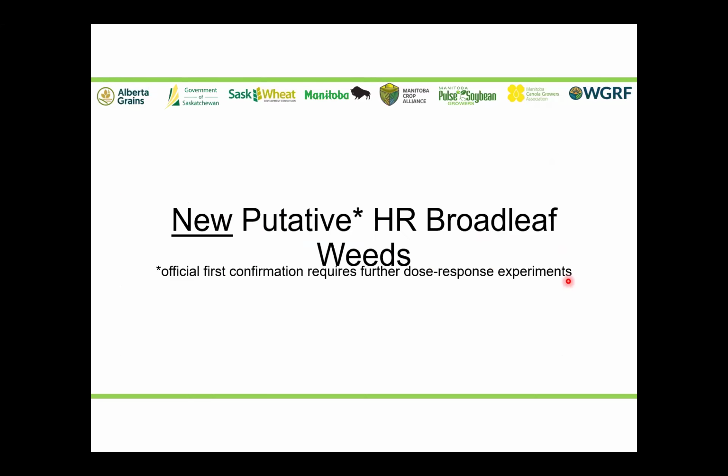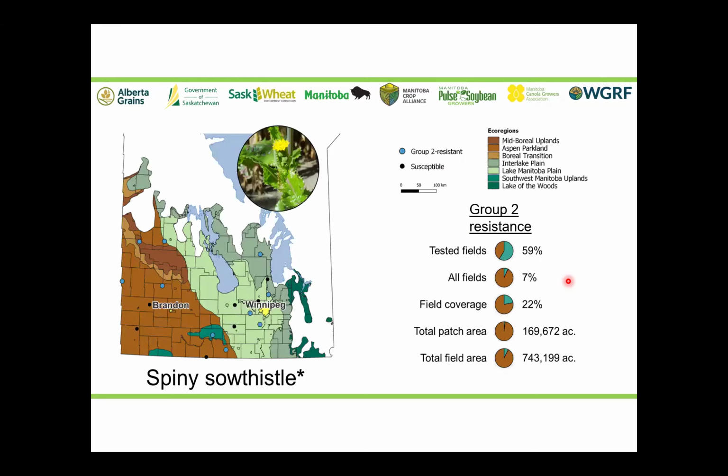So there are a few new herbicide-resistant broadleaf weeds, and more testing needs to be done to tease this out and see what level of resistance is there. From the initial studies, it showed up for the first time in the 2022 survey, so we would expect to see these going forward. We did find spiny sow thistle was resistant to group 2, actually in quite a few spots around the province. All these blue dots are where we found it. In 59% of the tested fields it was resistant, and that extrapolates to 7% across Manitoba.